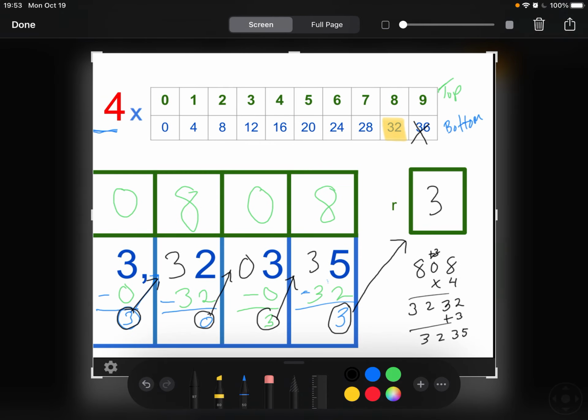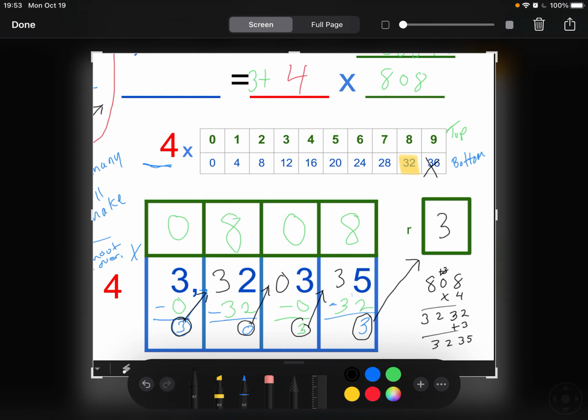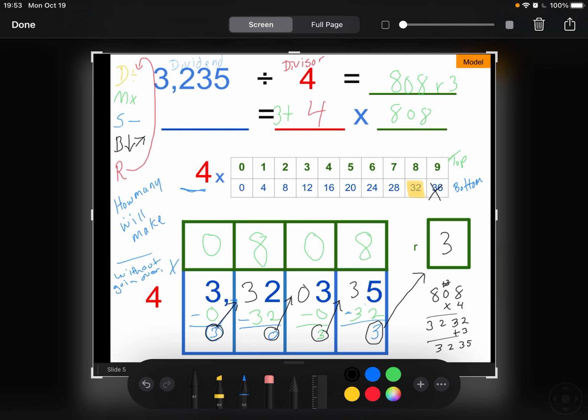3,235. As you can see, it is the same number that I started out with. And that is how you divide using the box method and check your work using the standard algorithm of multiplication or the inverse operation. Thank you.